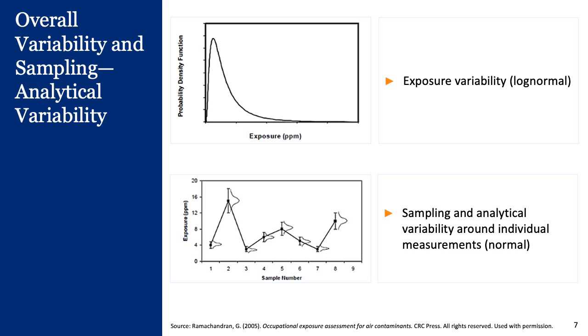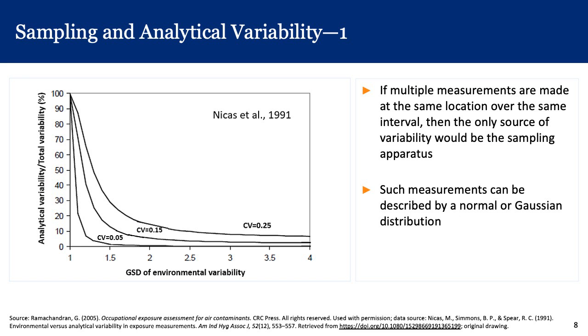The main thing to note is that the sampling and analytical variability is much, much smaller than the overall variability in the measurements. That's the key thing to remember. On the next slide, we show the relationship between the magnitude of sampling and analytical variability and the total environmental variability or worker exposure variability. And this graph is from a paper by Nikas et al.